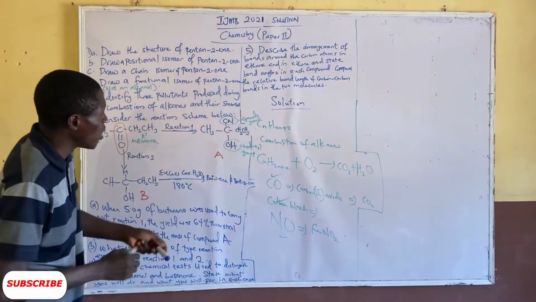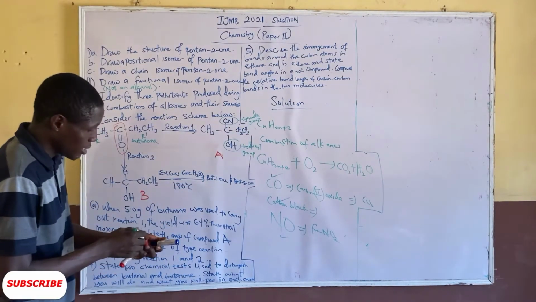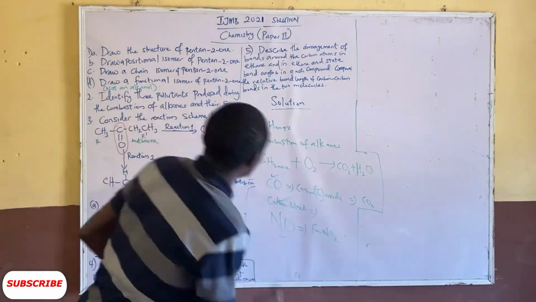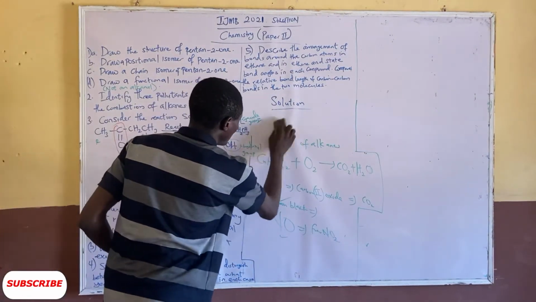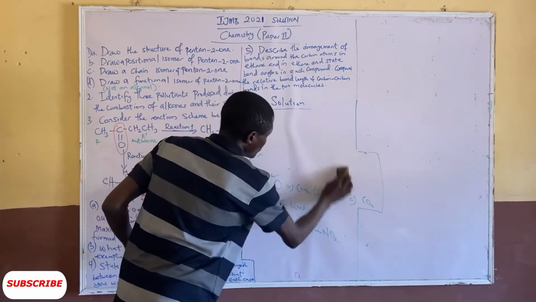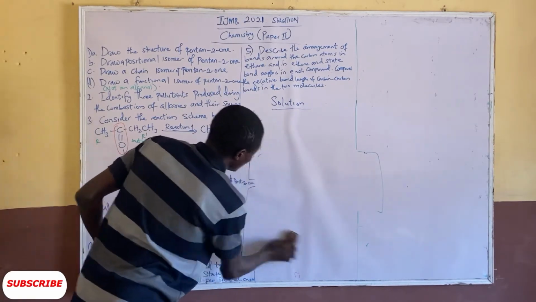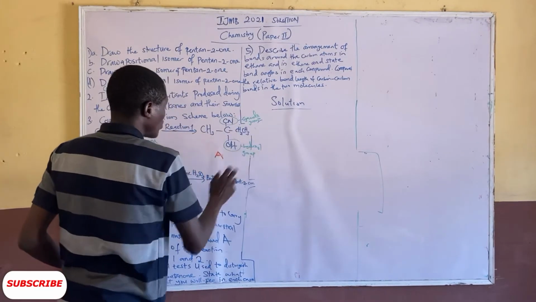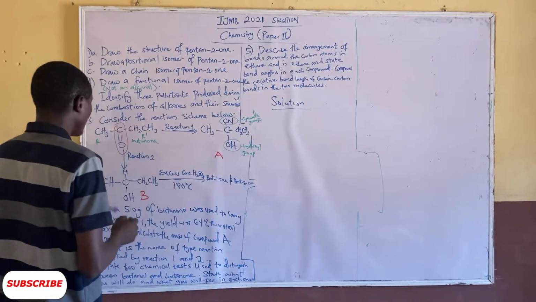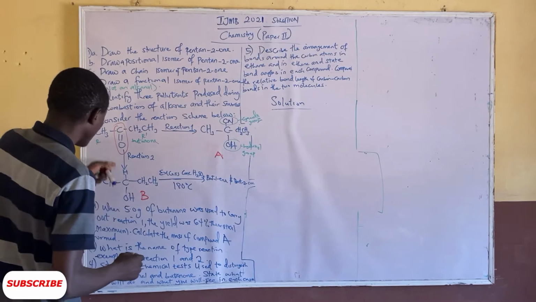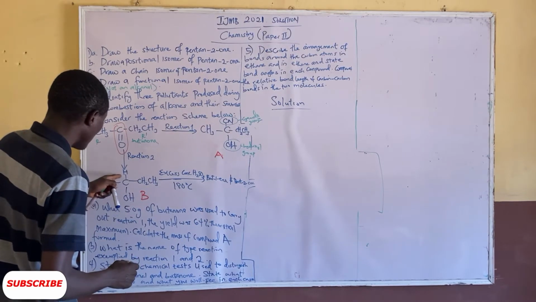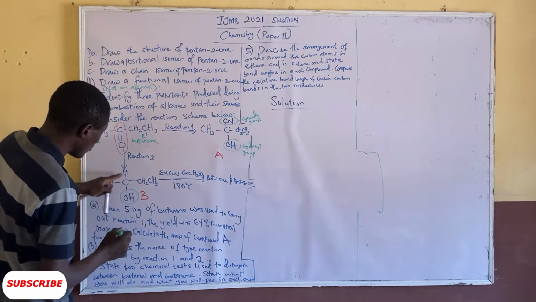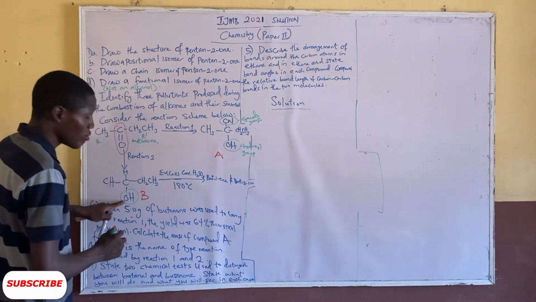That's reaction 1. Now let me clear this for better understanding. So this is the hydroxy group, and this one is the cyanide group. Hydroxy group, OH. Now for reaction 2, you can see that here we have an alcohol group, because it has a functional group of OH.